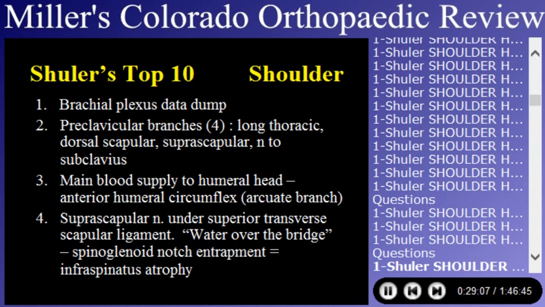Suprascapular nerve. Do not forget it. It goes under that ligament, the superior transverse scapular ligament. Okay, there's water over the bridge. The arteries are over top of that. You can have entrapment at that site, which will result in denervation atrophy of both the infra- and supraspinatus. At the spinoglenoid notch, it's just the infraspinatus.